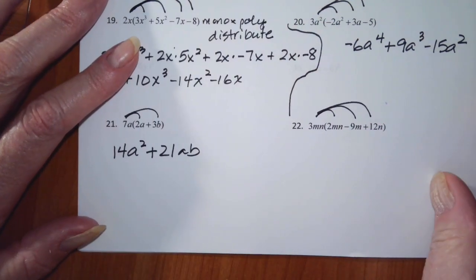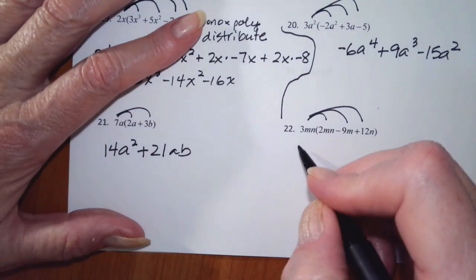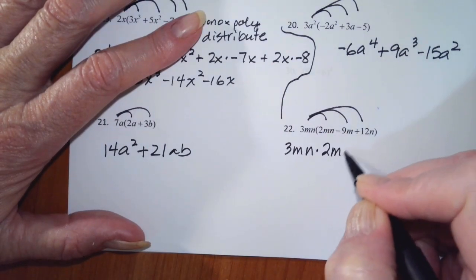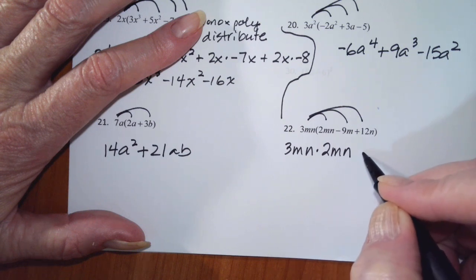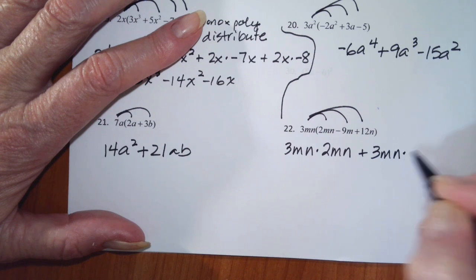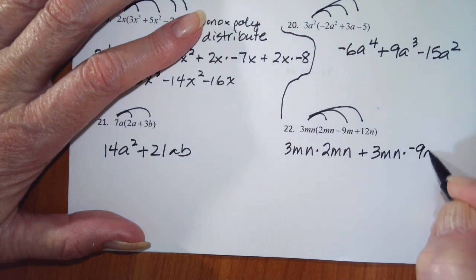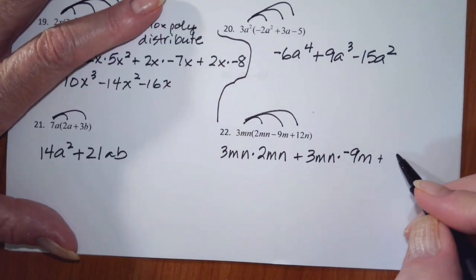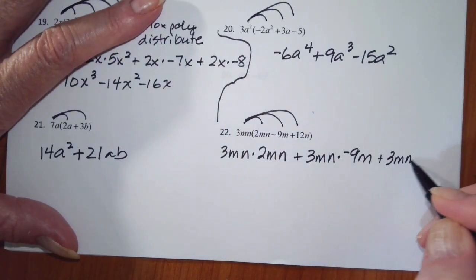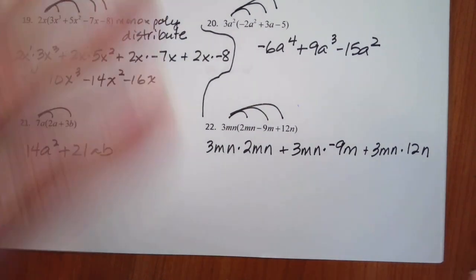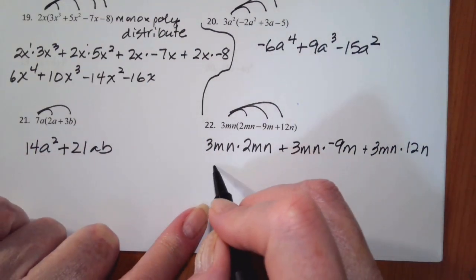And so I'll go ahead and do this one out as well. This gives me 3mn times 2mn plus 3mn times -9m plus 3mn times 12n. Okay, so 2 times 3 gives me 6.